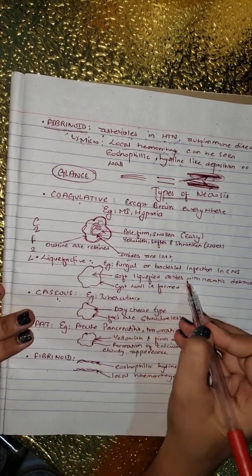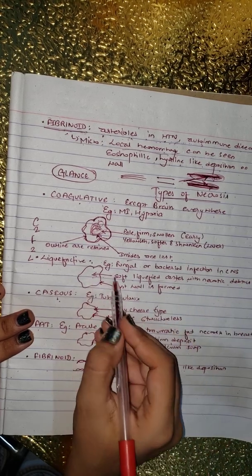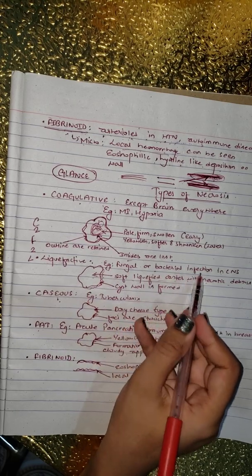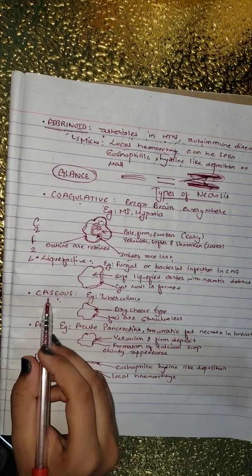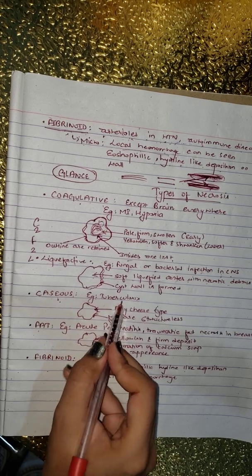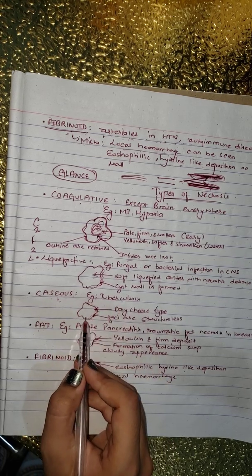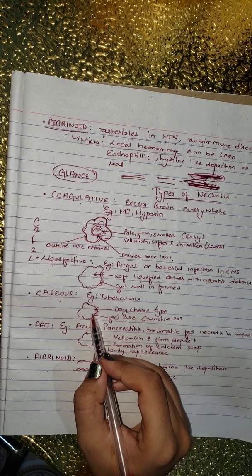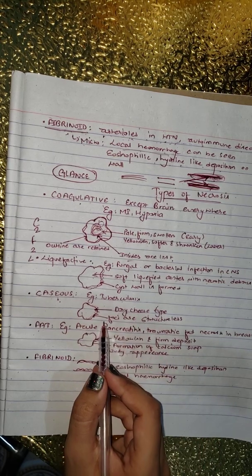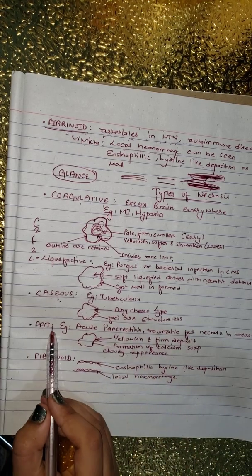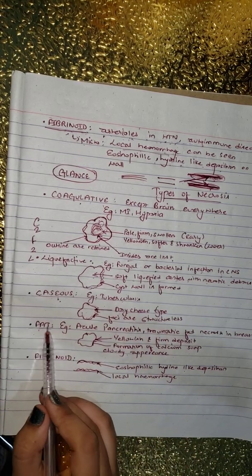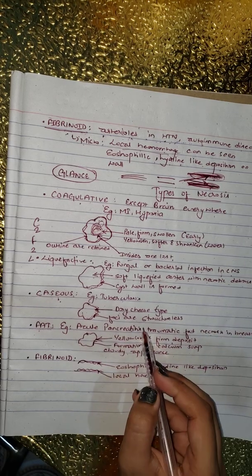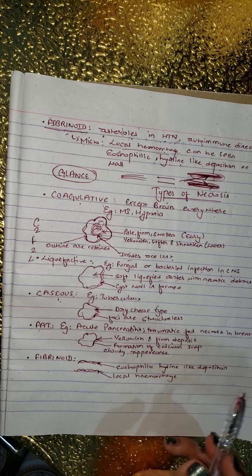A soft liquefied center with necrotic debris is found, and an outside cyst wall is formed. For example, fungal or bacterial infection in the CNS. Caseous, for example, tuberculosis. In tuberculosis, the cells resemble dry cheese, that means yellowish and softer inside, and foci are structureless. Fat: the examples are acute pancreatitis and traumatic fat necrosis in the breast, because in these areas fat is most commonly found.